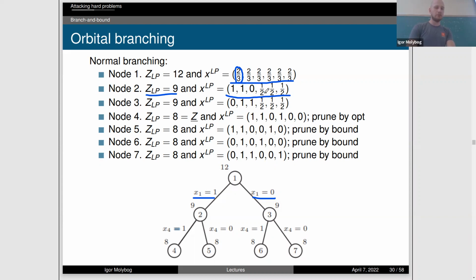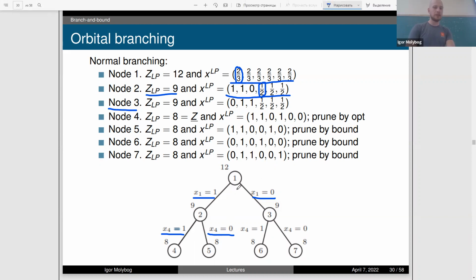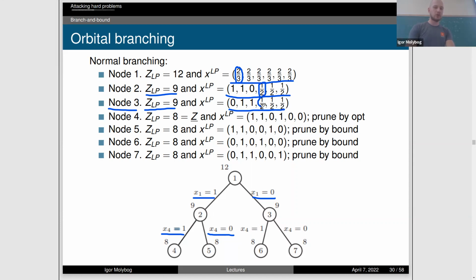In node 2, you can pick, let's say, the fourth variable to branch on, and you will get x4 equal to 1 versus x4 equal to 0. If you work through node 3, you would again get the LP having the same value of 9, and then you also have a vector that is not integral. So you, let's say, again branch on the fourth variable, and you get x4 equal to 1, x4 equal to 0, just like here, you had the same thing.